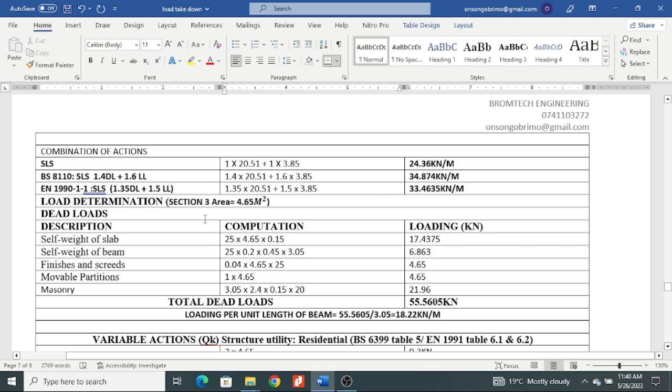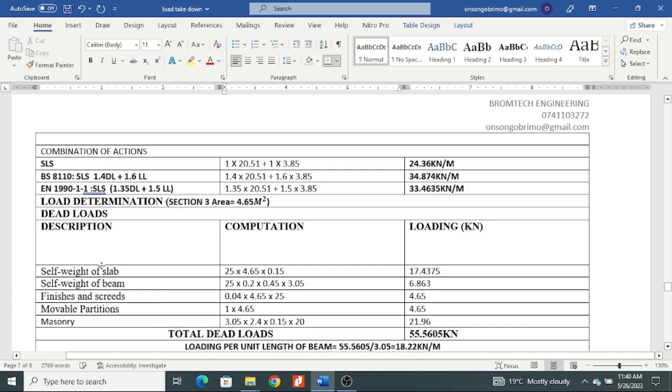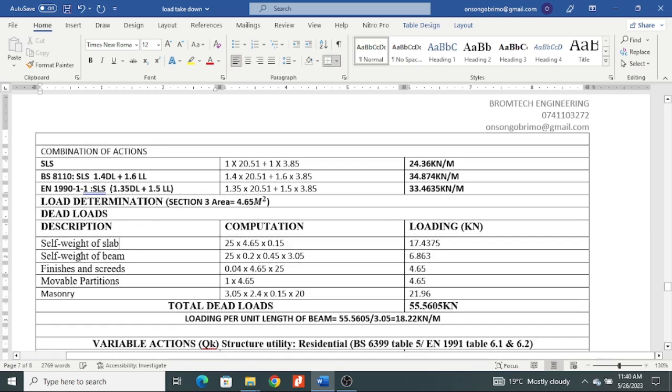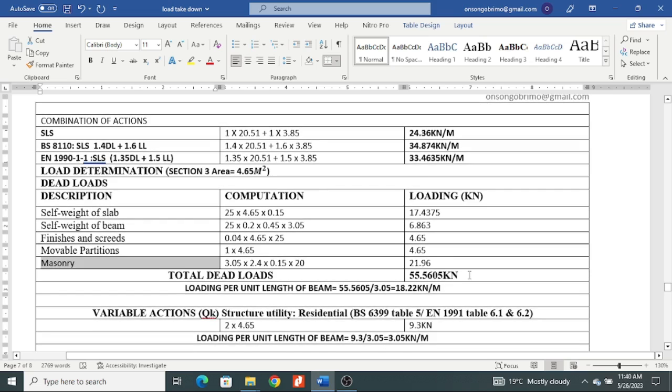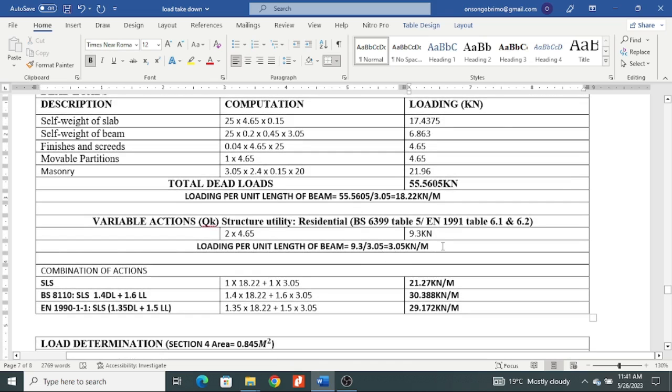And then I did for section 3. I have already explained everything. Sorry for that. I did for section 3. I have already explained how I got it, including the masonry. Remember that the beam has some masonry wall on top of it, so I loaded it, and then I found these for the dead load. I found this for my live loads. Yes, and then I summed them up on SLS and ULS and found that.